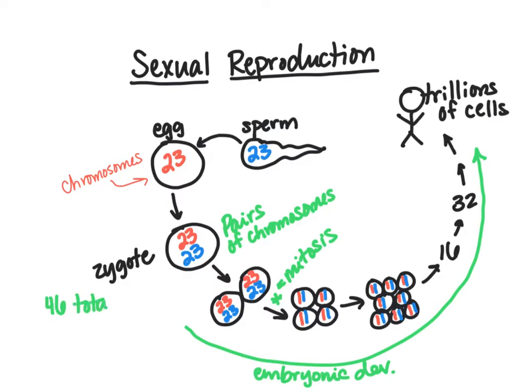There are some exceptions to this rule. For example, your red blood cells, as they mature, actually lose their genetic material. But for the most part, the majority of the cells in your body have a complete set of 46 total chromosomes.